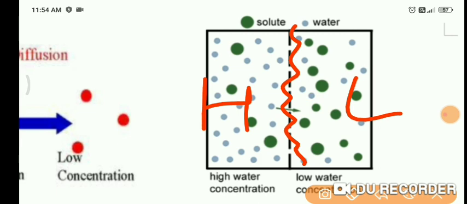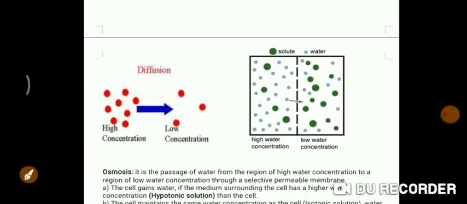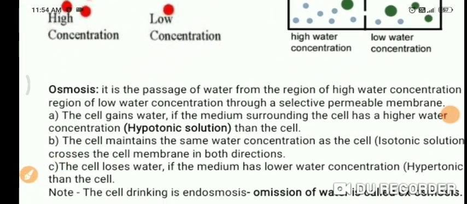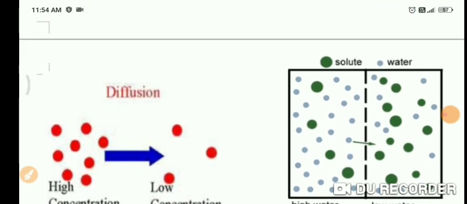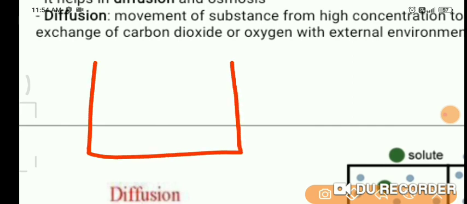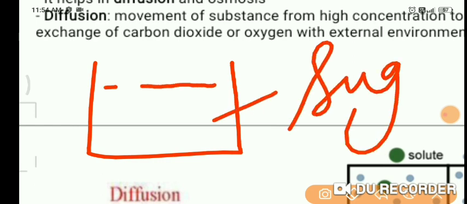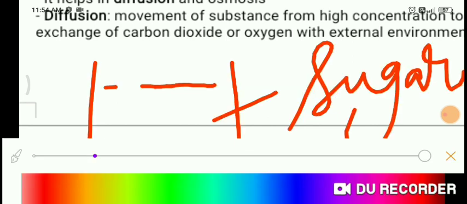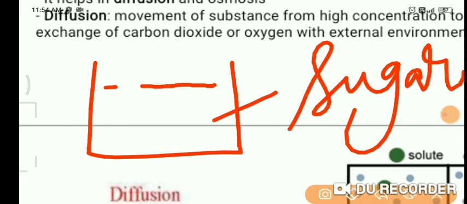Is that clear? Okay. Now, there is one more topic in which hypertonic and isotonic solution is given. So I will describe it in detail. Suppose that it is a beaker, and we have taken sugar solution in it, and after that we have kept grapes in it. So what will happen here?